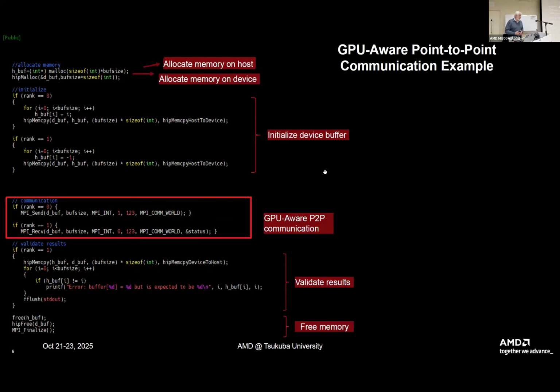So here's an example of point-to-point communication. We allocate memory on the host, initialize the device buffer, and then we send that device buffer. And then we do the opposite. We check the results and free the memory. And so we can run this to get our measurement of the performance from one GPU to another on the MI300A.